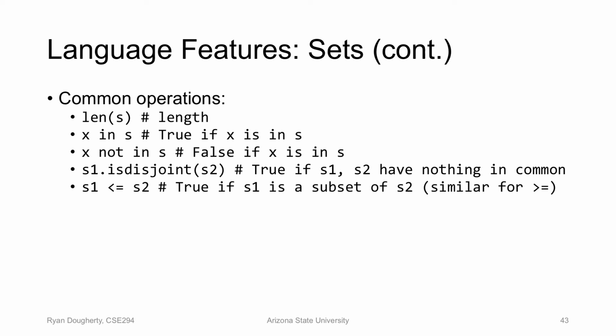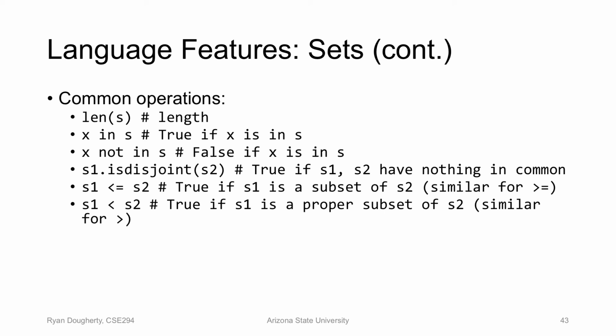So here's another example of overloading operators. Less than or equal to says that every element of S1 is in S2, so it's a subset of this set. Less than but not equal says a proper subset. So every element in S1 is in S2, but there are some other things in S2 that are not in S1. So they can't be equal.